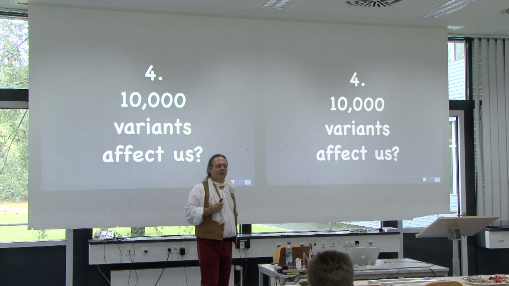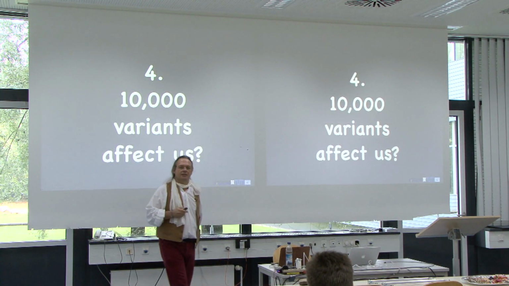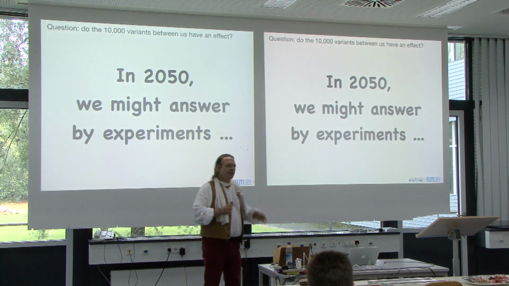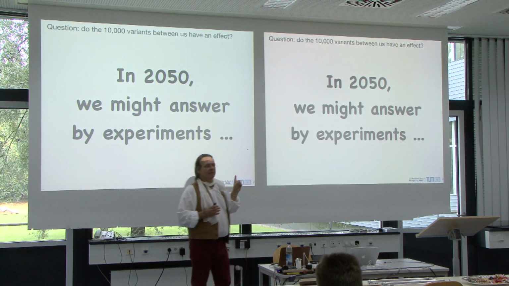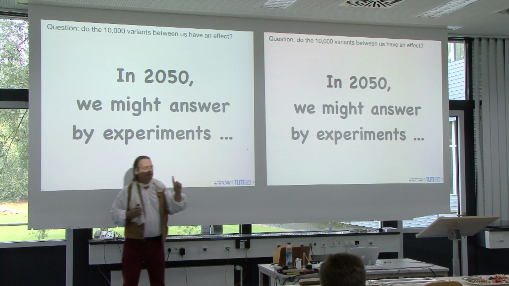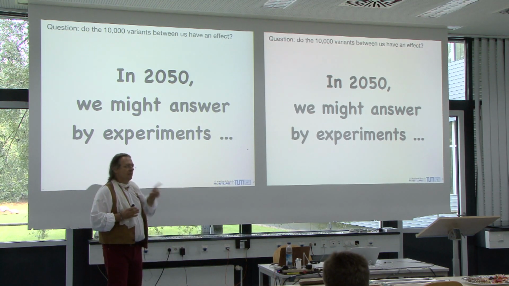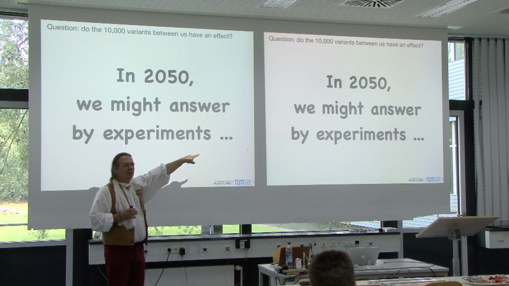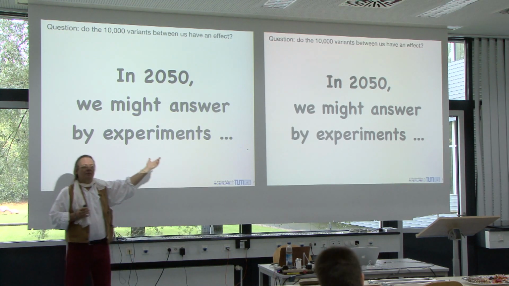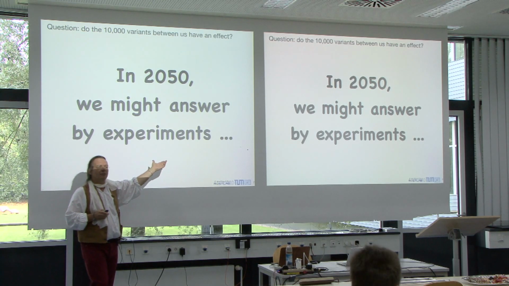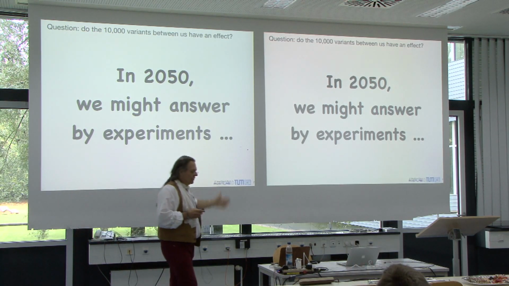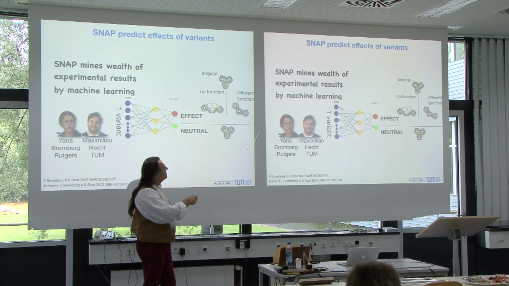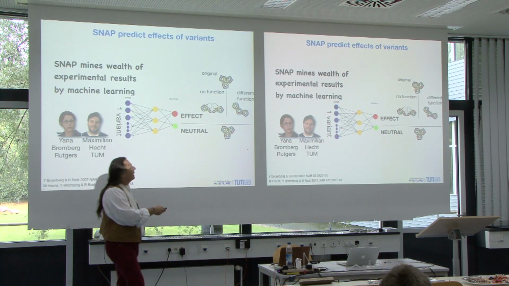And the question then becomes, do these differences affect us? The 10,000 by which we differ, does it matter? If we waited for the experiment, and that's another reason why I bring this up, this is another point where text mining is really needed to give better annotations, we would most likely have to wait until 2015 or longer to answer whether they matter or not. Today we can do it in the computer, and the method that we use has originally been developed by Jana Bromberg and Max Heck.